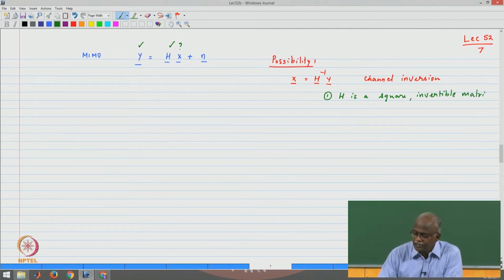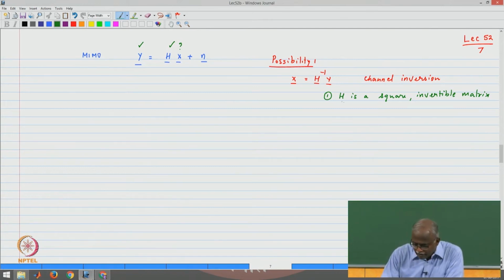So, this itself is a fairly restrictive assumption, which tells us that the number of transmit antennas and the number of receive antennas must be the same, and the transfer matrix must be an invertible matrix or a non-singular matrix. So, again we cannot guarantee this in all scenarios, because some of these are random phenomena, and we cannot guarantee this type of an assumption.